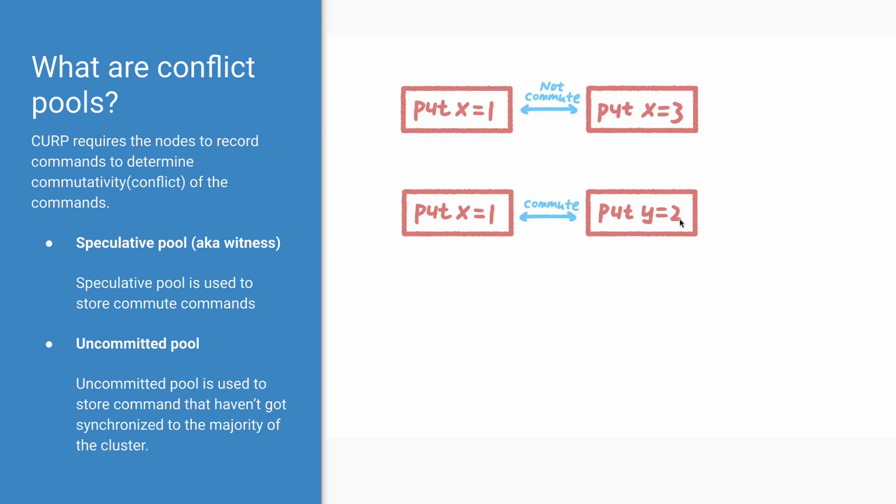In Xline, there are two types of conflict pools. One is the speculative pool, aka witness in the CURP protocol. And a speculative pool is used to store all the commands that commute. And the other is the uncommitted pool. And an uncommitted pool is used to store the commands that haven't been synchronized to the majority of the cluster.